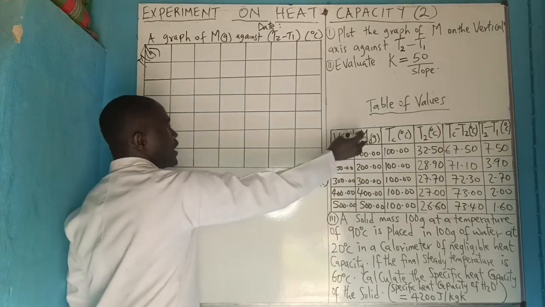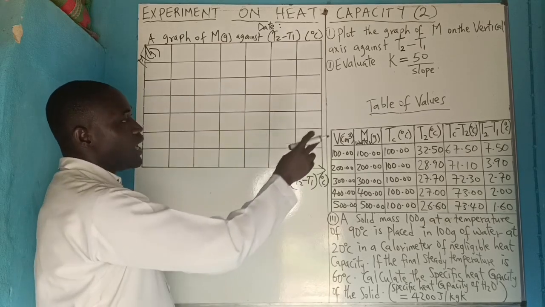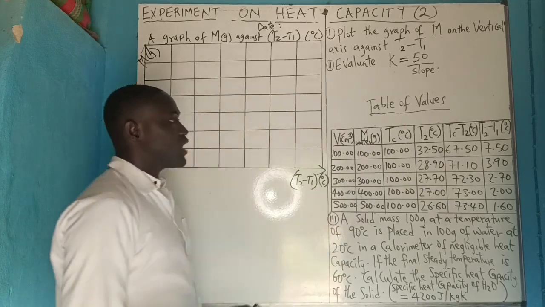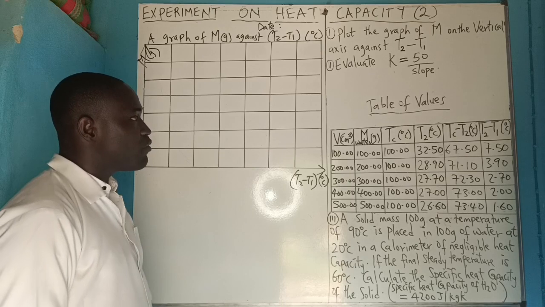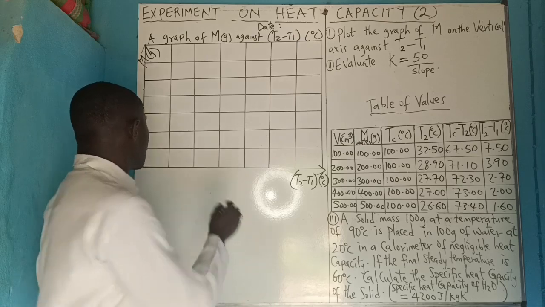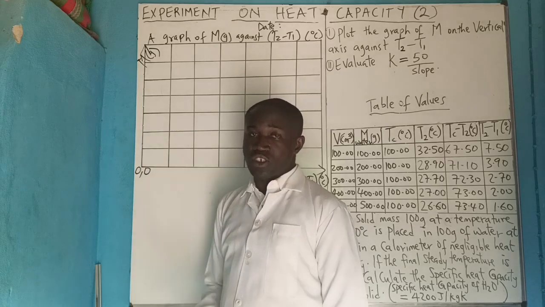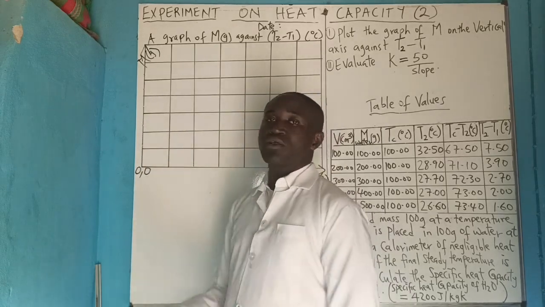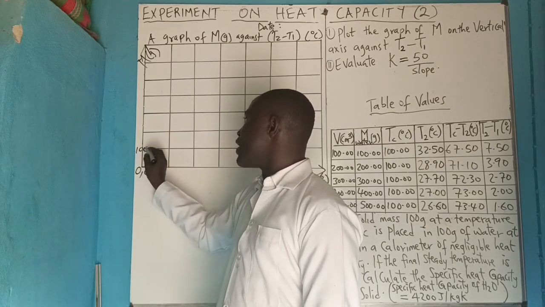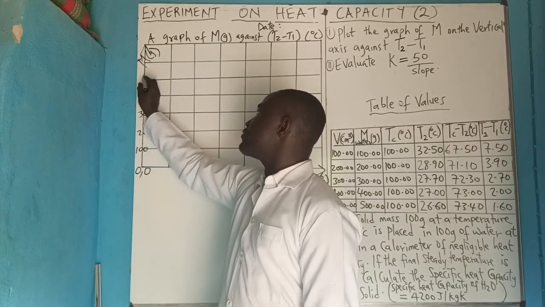We have this to be our mass. Are you getting it? And we have T2 minus T1. The mass, the highest is 500, and T2 minus T1, the highest is 7.5. Now watch. I can say that here is 0, 0 because they did not instruct us to start from the origin or not to start from the origin. I will take whichever I prefer. 0, 0, 100, 200, 300, 400, 500.